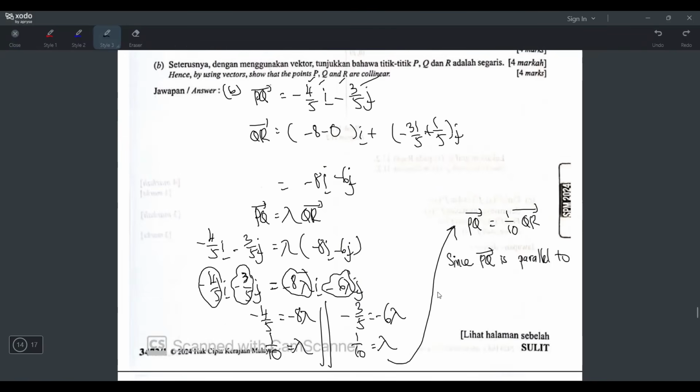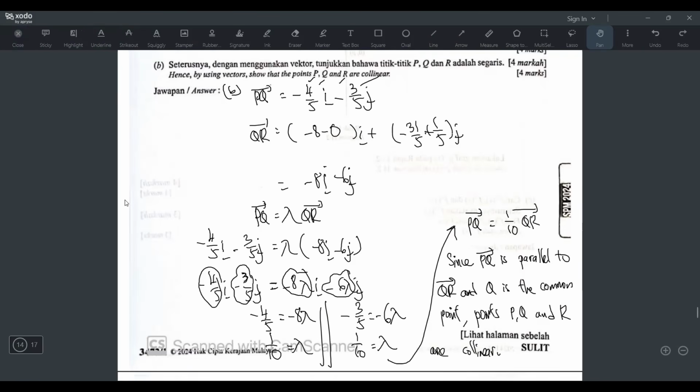So since PQ is parallel to QR, and also Q is the common point. Yeah, because Q is the common point for both vectors, right? That means these 3 points will join together to become a straight line. So we can say points P, Q and R come from the same line, they are collinear. Collinear means they come from the same line.